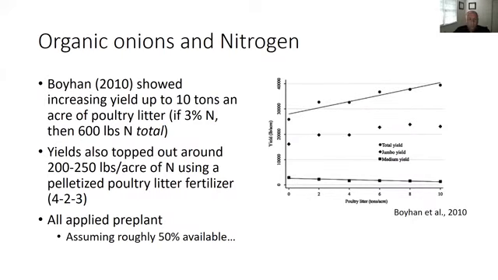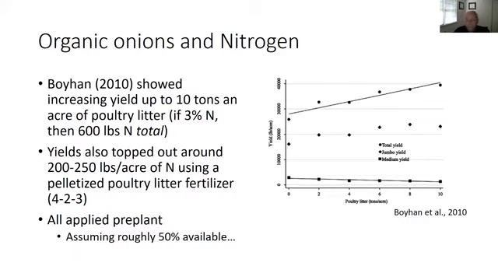So in terms of organic onions and nitrogen, Dr. George Boyhan published a study in 2010 that showed increasing onion yield up to 10 tons of poultry litter per acre. This graph is from that study. You see a slight increase. The top line with the circles is total yield, and you'll see pretty much a linear increase all the way up to 10 tons an acre of poultry litter.